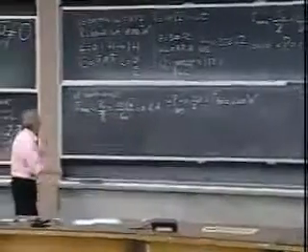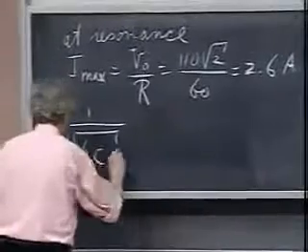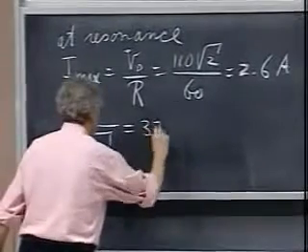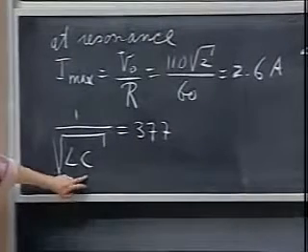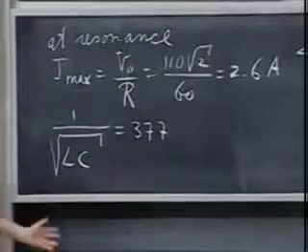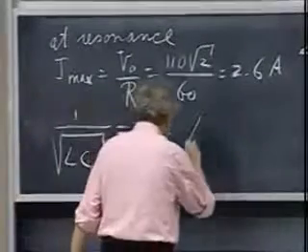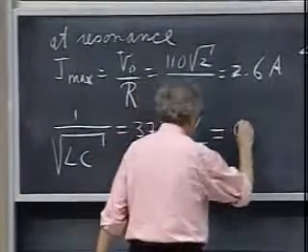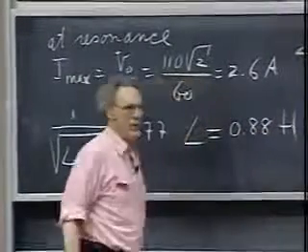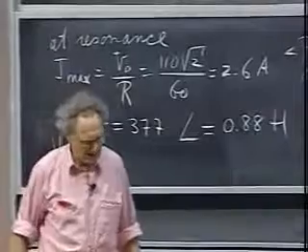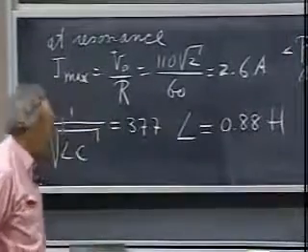Well, that's very easy, because we know that 1 over the square root of LC, we want to make that 370. That's our driver. But we know that C is 8 microfarads. That's a God-given. We're not going to change that. And so you can easily show now that if only we could make L 0.88 Henry, we should be back on resonance. Then we have 377 radians per second as our resonance.